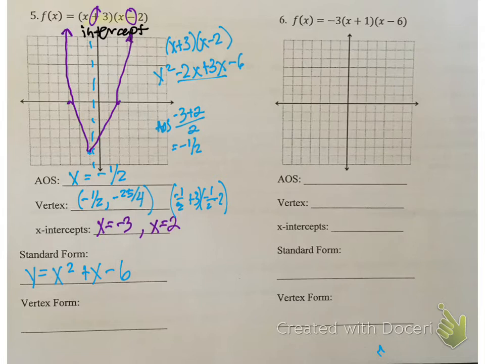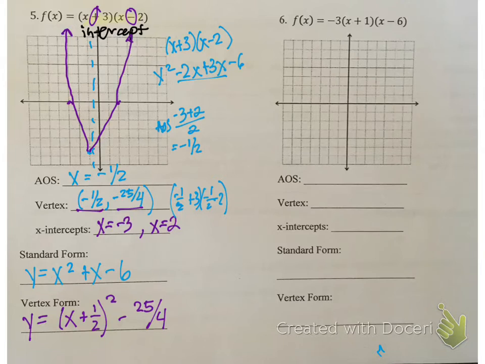For vertex form, it's a times (x minus h) squared plus k. We've already found our vertex right here, h and k. My a value is still the same. Same for all types of forms. So in this case, it is 1. So y equals (x plus 1/2) squared, x minus h squared plus k. My a value is the same, and then I am done.